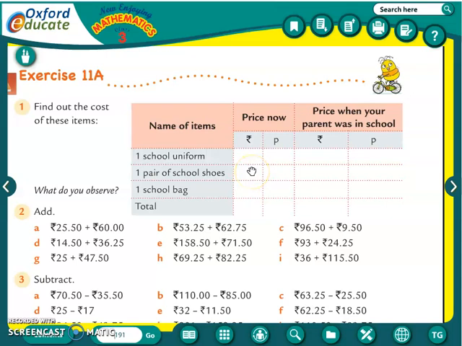You can take the help of your parents and they will tell you the price of these things, and the price when your parents were in school. Here you have to write the price when your parents were in school.